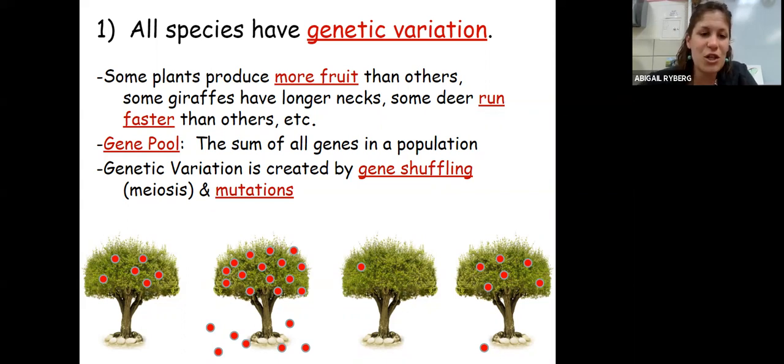We have to have a gene pool. So the gene pool is the sum of all the genes in a population. And genetic variation is created by gene shuffling, which was done in meiosis, or mutation. So sometimes, as we've talked about with mutations, we see genetic mutations may actually be beneficial. An individual with a genetic mutation may actually prove to be more successful. And so they stay alive. They stay healthy enough, they have lots of babies, and they pass on that genetic mutation to their offspring. Their offspring then, if they get that gene from the parent, would also be successful enough to survive and have babies and spread that gene.